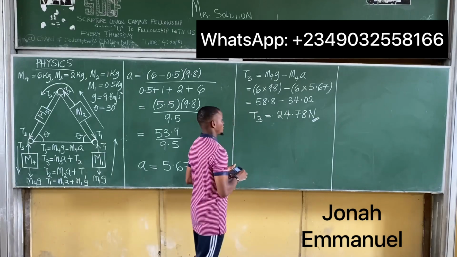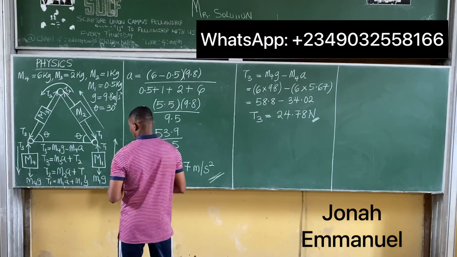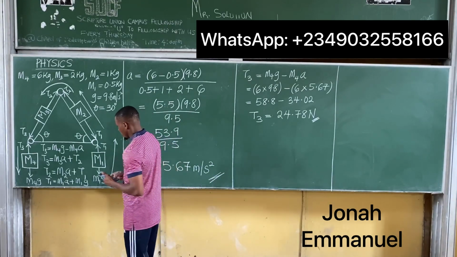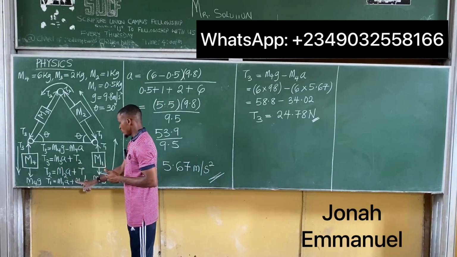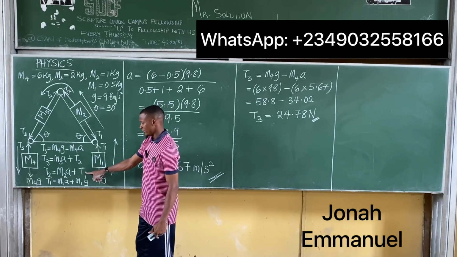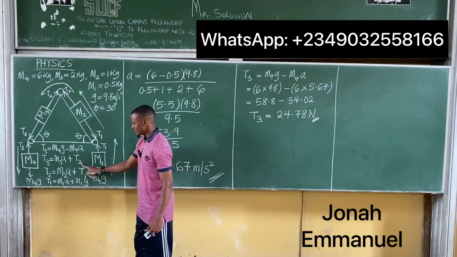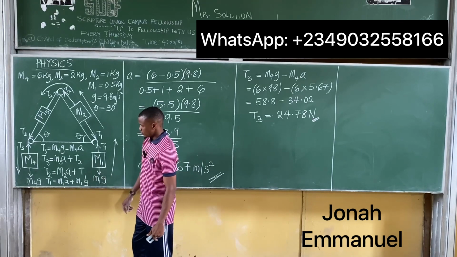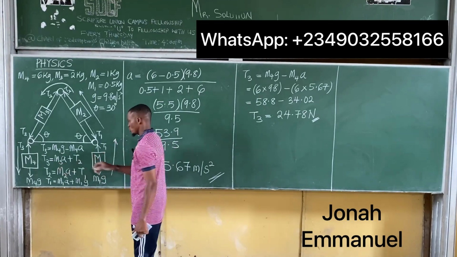So that's the value of T3. Next up, let's get T2. We can get T2 from either this equation or this. But we can't use equation 3 yet because the value of T1 has not yet been gotten. So now use this one instead, equation 2.